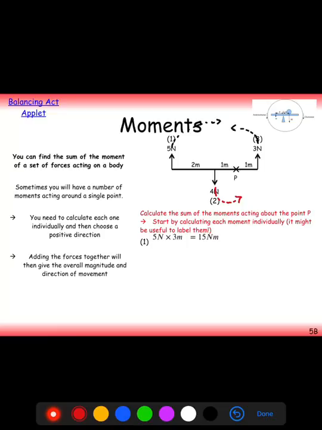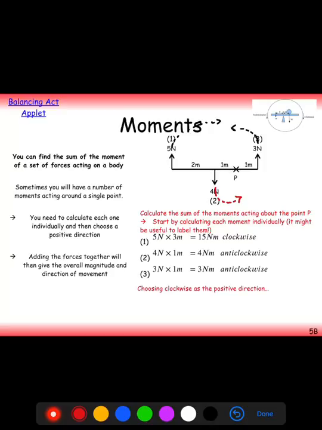You multiply 5 by 3, which is 5 by how far is this 5 away from P. You will find it to be 15 Newton. 4 is away 1 meter from P, so it's 4 Newton meter anti-clockwise as we agreed for, and the 3, again it's away 1 meter from P, which is anti-clockwise. Again, choosing clockwise as the positive direction, you can choose the anti-clockwise as I told you. The only difference is that you will be getting a negative answer.